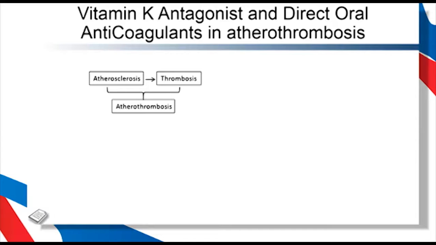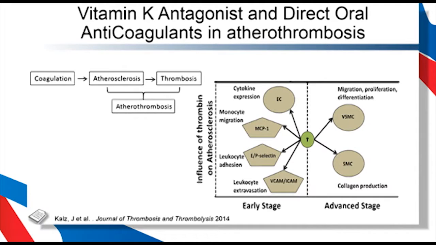So we know that we have atherosclerosis, everyone has it, we develop it, and this grows over time. What's really bad is if this ruptures, and this can then lead to thrombosis. And this together we call atherothrombosis. And what we know is that the coagulation factors play a role in atherosclerosis.